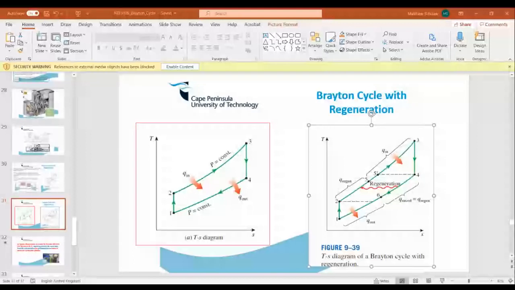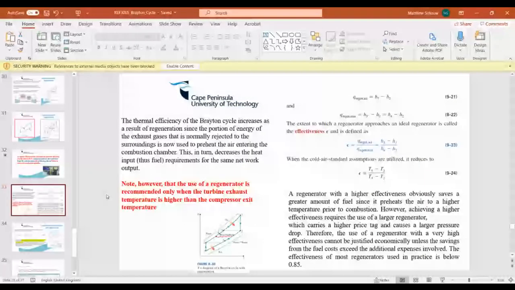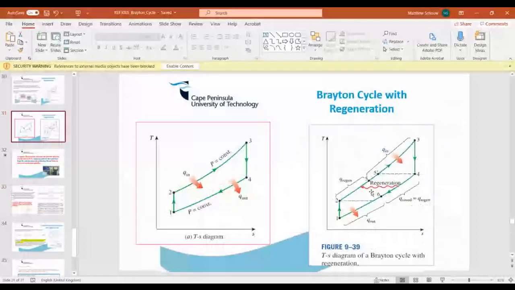I'm going to put a picture so you can actually see. It's quite simple. We're just moving heat to the other side. Thank you, Mr. Abreu. I appreciate it. So Q regen is h5 to h2, which is obviously that portion there. And what they're saying is that the max amount is h5 prime minus h2, which is essentially h4 minus h2.